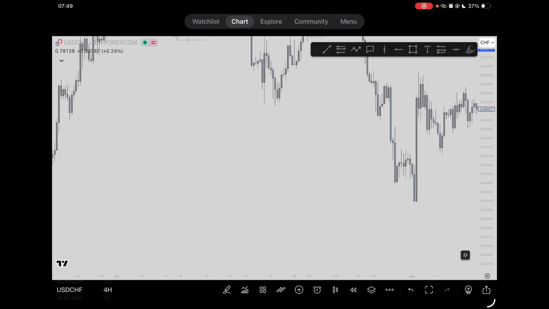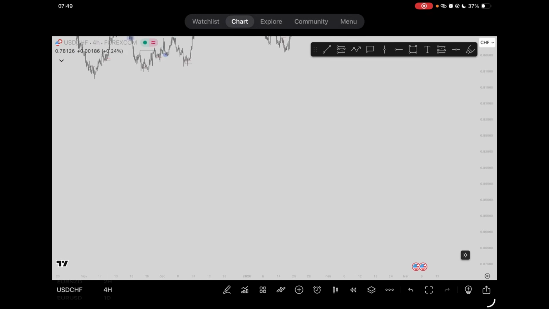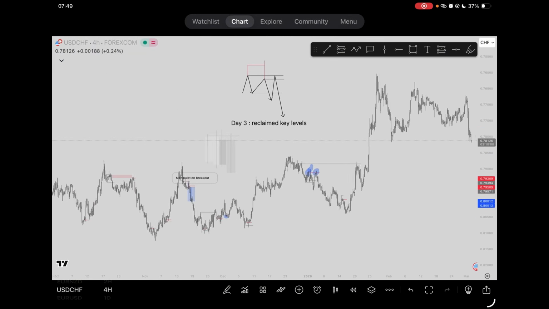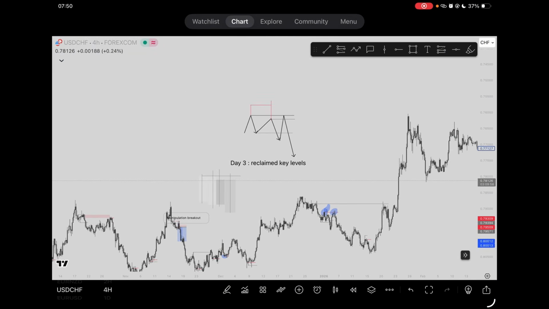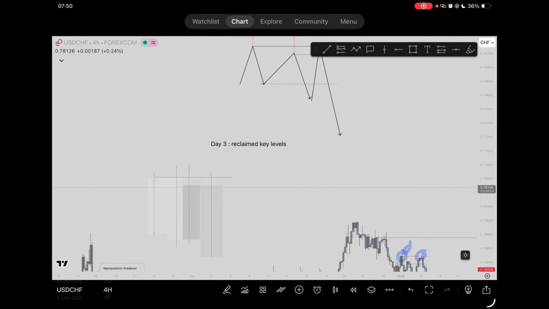I think there are more, I marked a lot, but we've come to the end of the day 3 session. Day 3 was reclaimed order blocks and reclaim key levels. So we've come to the end of day 3 session.